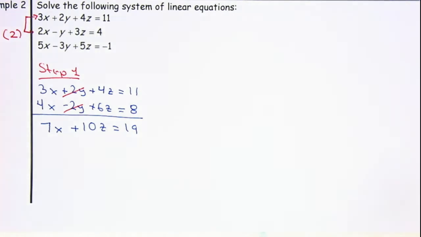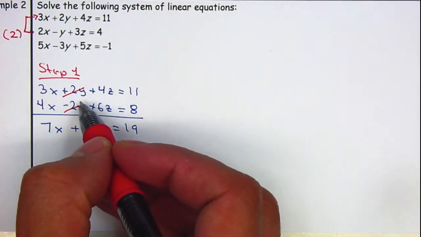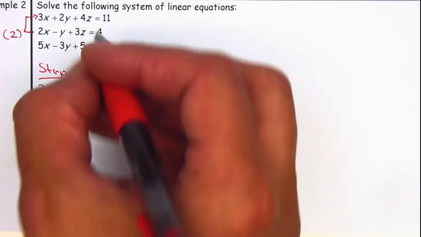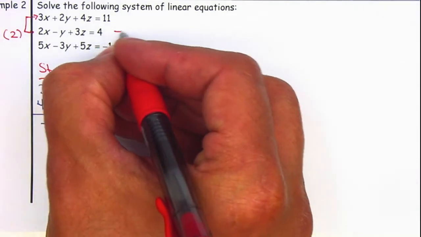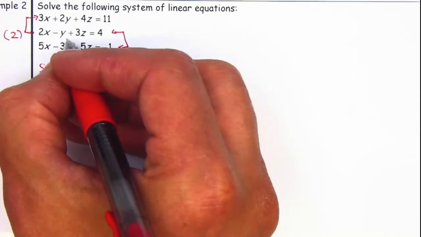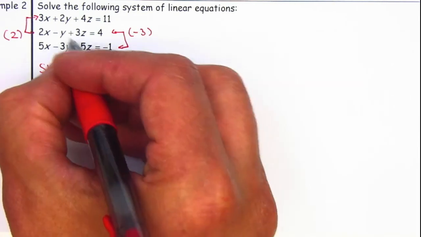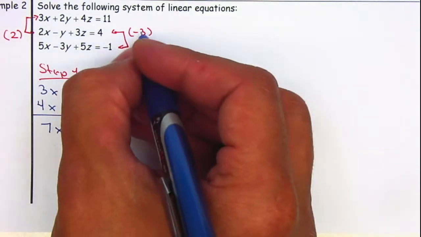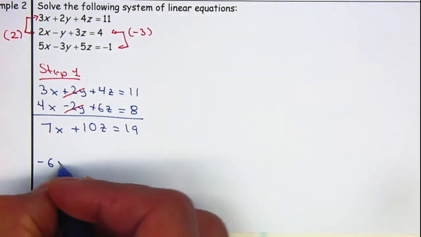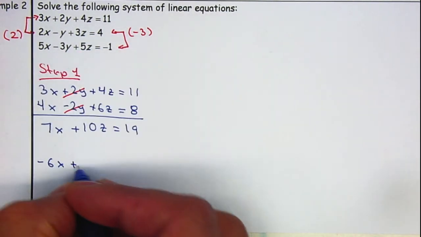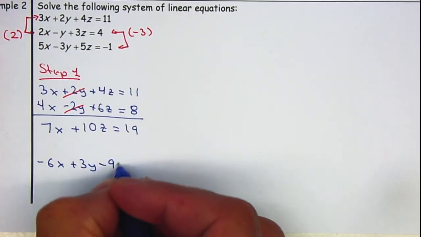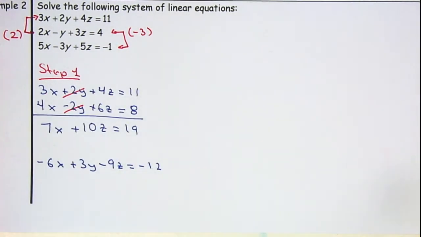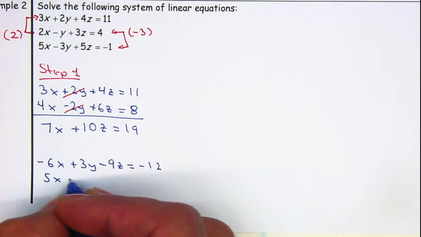I want to cancel the y's once again. So I'm going to get the second one and the third one, and I'll multiply this by negative 3 because I wanted to make it positive 3, so it'll cancel with the negative 3. So be very careful when you multiply. Negative 6x, negative and negative is a positive 3y, minus 9z is equal to negative 3 times 4, which is negative 12. The bottom one will stay the same, the third equation.